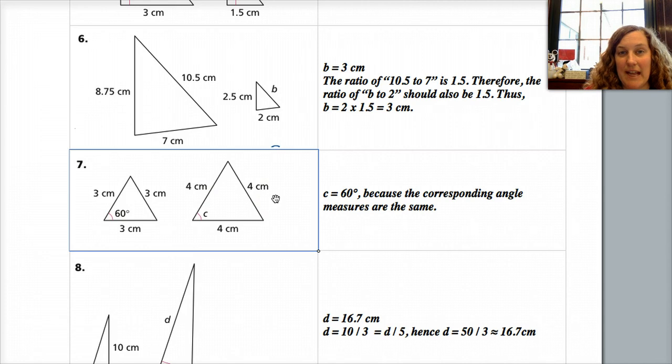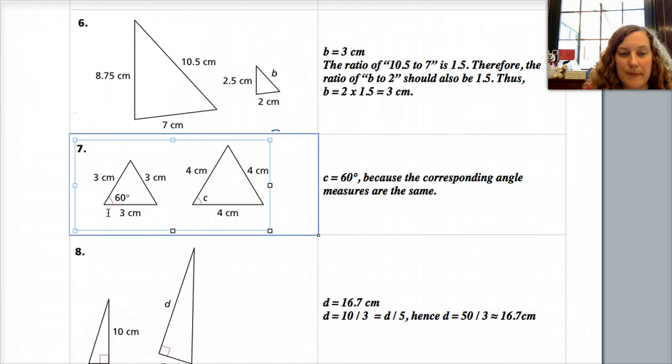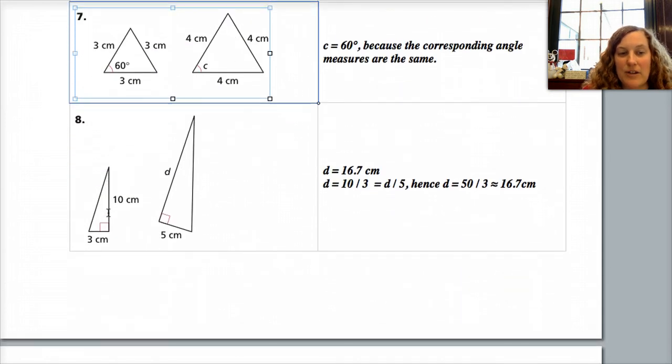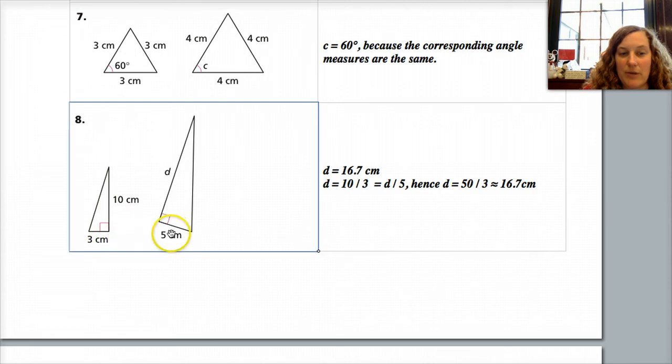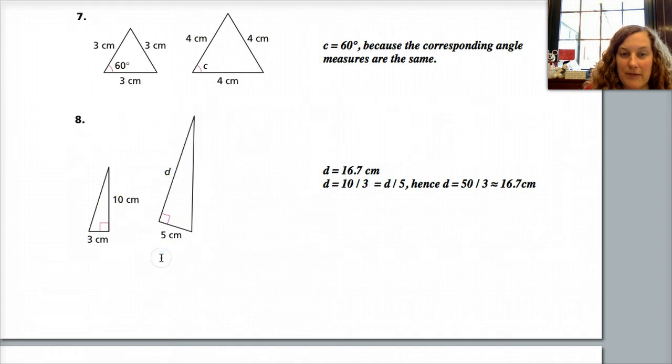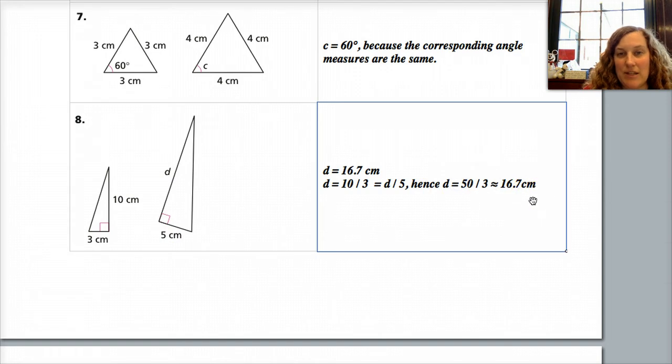For 7, all we have is a missing angle. Because we said that they're already similar, we know that corresponding angles are the same on similar shapes. So C has to be 60 degrees because it corresponds with the 60 degrees in our other triangle. This is another ratio one. We could use, again, scale factor and figure out 3 times what gives you 5. But I like just using 10 over 3 equals D over 5. And so D is 50 divided by 3, or 16.7 centimeters. That's how you find D on that one.